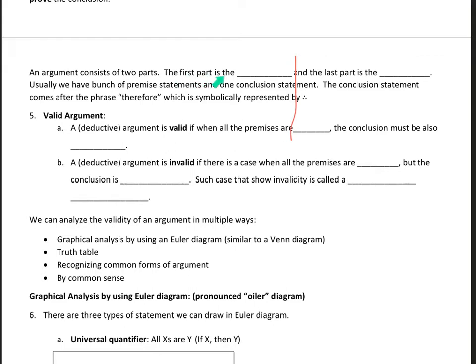The last part is called the conclusion, right? Just to review what we just talked about: usually you have a bunch of premise statements and one conclusion statement. Highlight that. The conclusion statement comes after the phrase "therefore," which is symbolically represented by those three dots. Sometimes you see this dot, dot, dot. This means therefore. That means whatever follows after this is the conclusion.